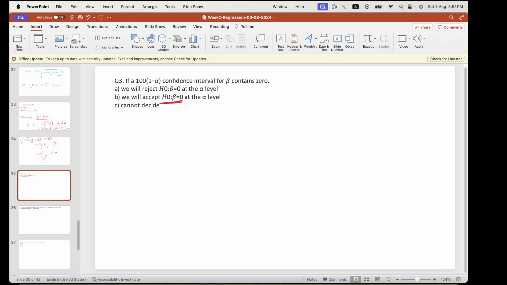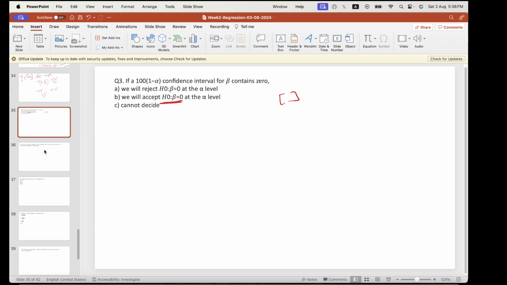Is it okay? Is it understandable why we will accept this? Because we are 100 into 1 minus alpha percent sure that 0 will lie within these ranges. So it means that the true beta is very, very close to 0, right? So if the confidence interval contains beta equal to 0, then we are going to accept the null at alpha level of significance. All right, moving on.